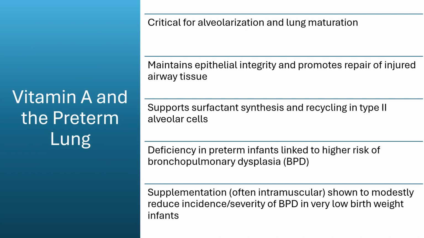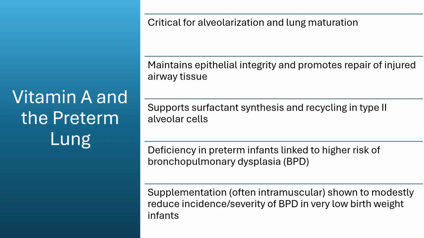Vitamin A is critical for lung maturation beyond its well-known role in vision. It maintains epithelial integrity, ensuring that airway surfaces remain resilient and capable of repair after injury. Within type 2 alveolar cells, vitamin A supports both surfactant synthesis and recycling, sustaining the availability of phospholipids and proteins for film stability. It also promotes alveolarization, helping septa form and expand the surface area for gas exchange.